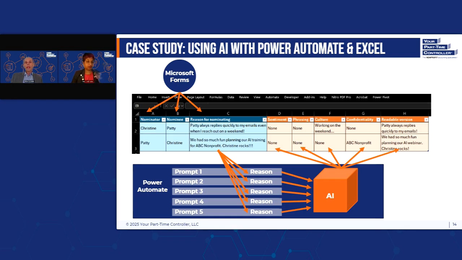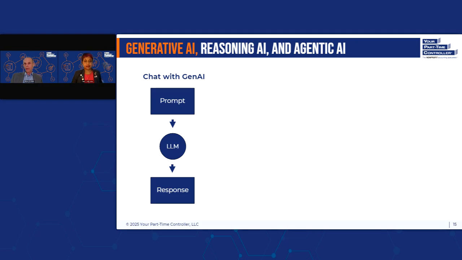So why do we need reasoning models and agentic AI, right? Why was all that continuing research required if this basic form of chat with generative AI is such a powerful tool? Right, that's a great question, Edwin.